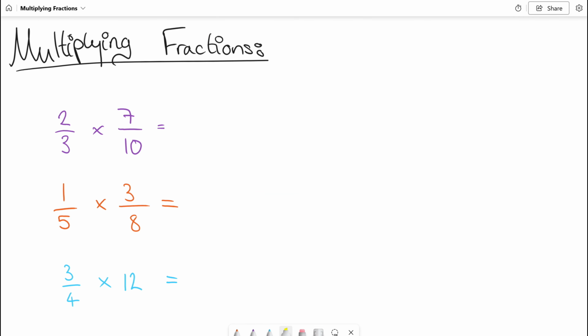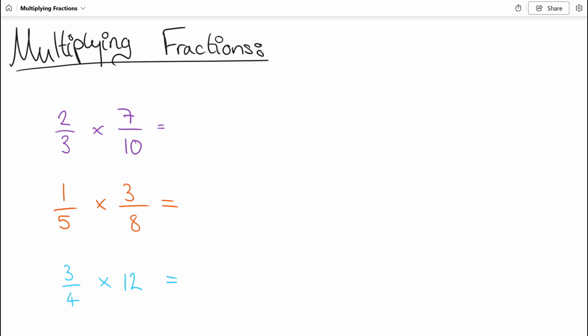Alright, so here's some examples of multiplying fractions questions. And to multiply a fraction, it's quite simple. All you do is you're going to multiply the top numbers together, and then you're going to multiply the bottom numbers together. After doing that, you're going to want to simplify if you need to. If you don't need to, then that's it. So let's get into it.